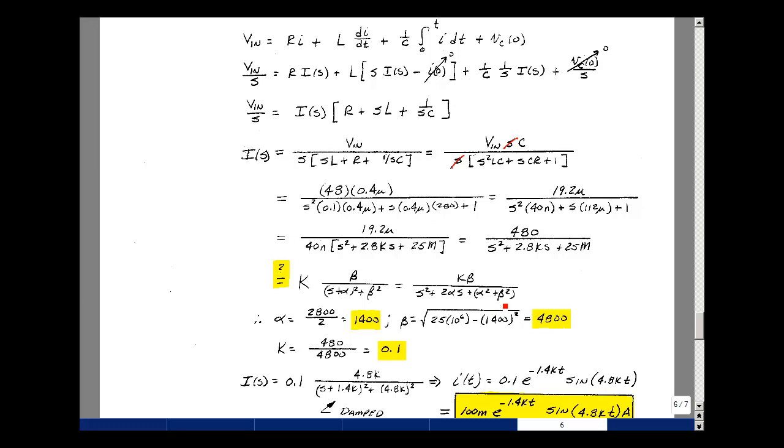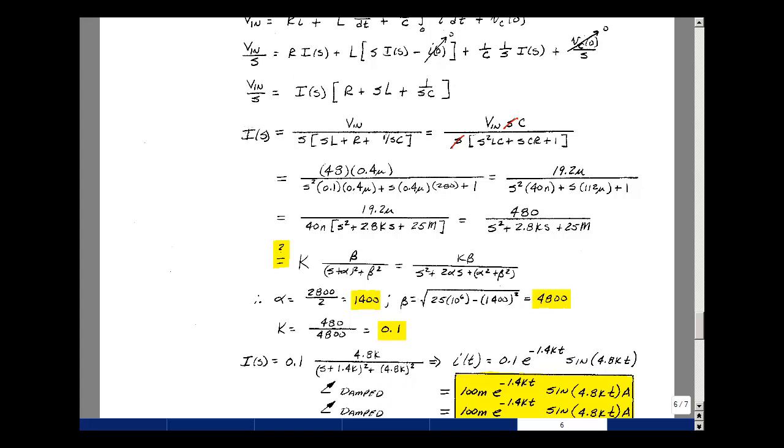This term here needs to be equal to 25 million, so I could use this to extract beta. If I take 25 million minus alpha squared, that would be equal to beta squared. I'll take the square root of that. And alpha is equal to 1400, so I'm going to square that. This turns out to be equal to 4,800. My numerator here is equal to 480, and that's equal to K times beta. But I know that beta is equal to 4,800, so I could then solve for K. K then would be equal to 480 divided by 4,800, or a tenth. I can then write I of S as 0.1 times 4.8K over (S plus alpha) squared plus beta squared. That was, of course, our damped sine wave form.